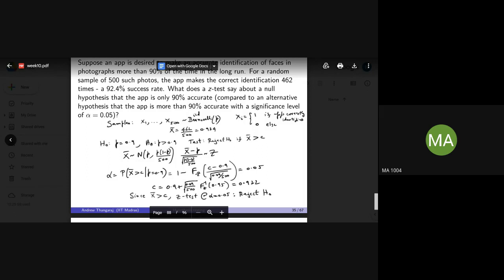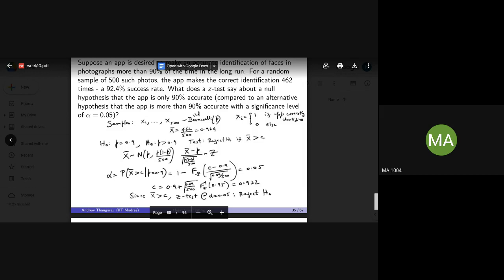So F C inverse of 0.95 comes from the 1.64 value. If you put this as 1.64, you'll get C to be 0.922. Now we had to check, the question was, what does a z-test say about a null hypothesis that the app is only 90% accurate? So using the z-test, what can we say about this null hypothesis?